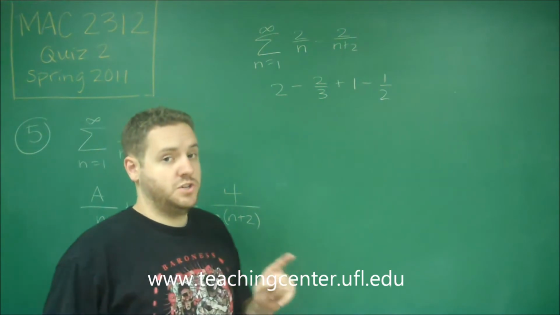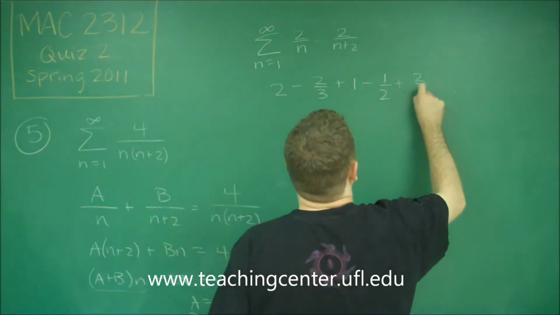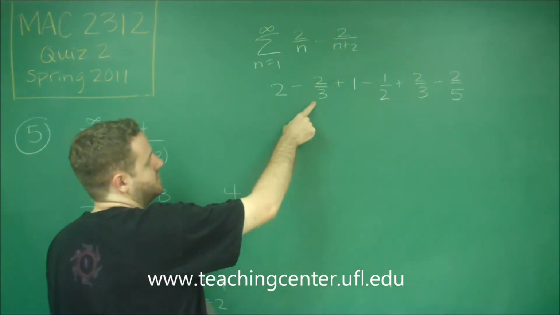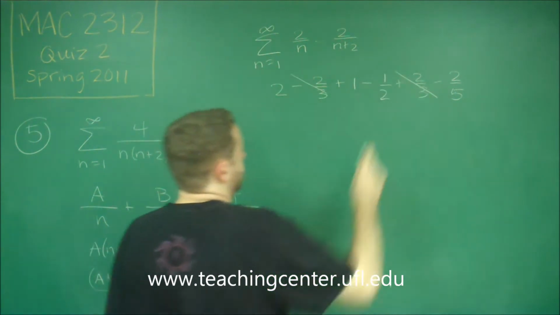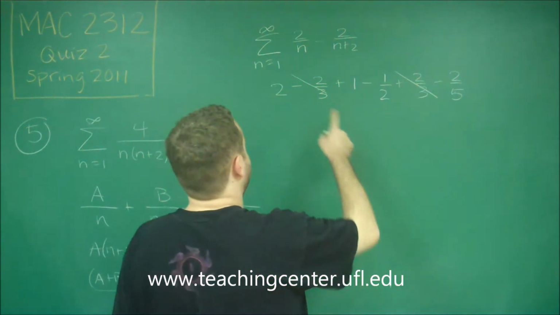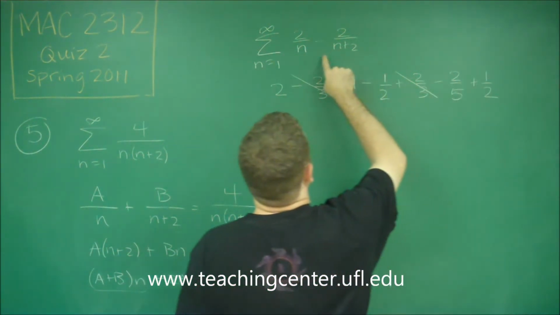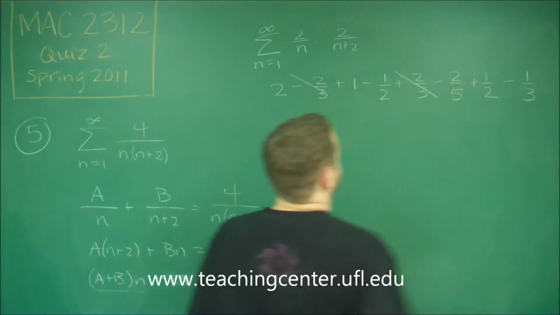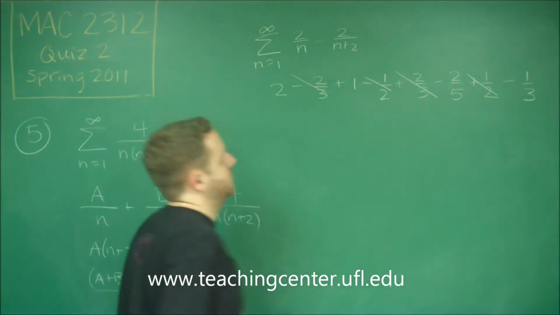The next term we should get something to cancel out. So when n equals 3, we get 2/3 minus 2/5. You can see here we got a negative 2/3, we got a plus 2/3. That's going to cancel out. And I'll just do one more to show you what that's going to look like. When n equals 4, we're going to get plus 1/2 minus 2 over 6, which is 1/3. You get minus 1/2 plus 1/2.